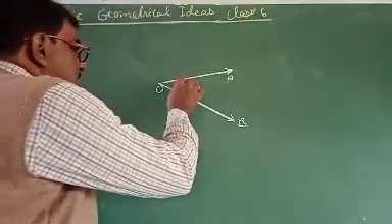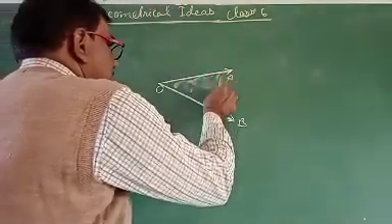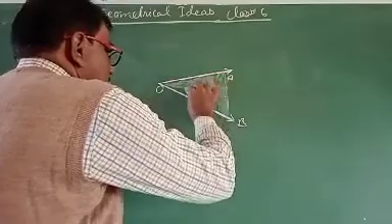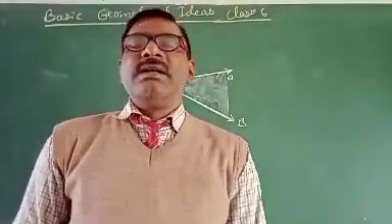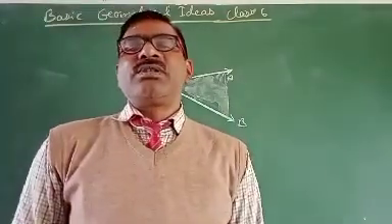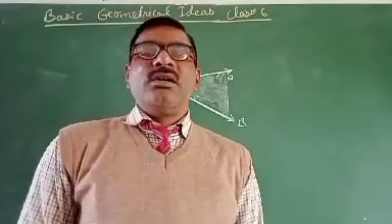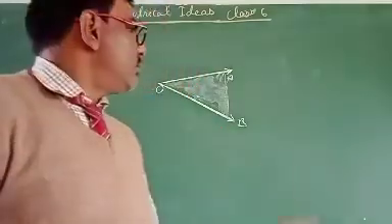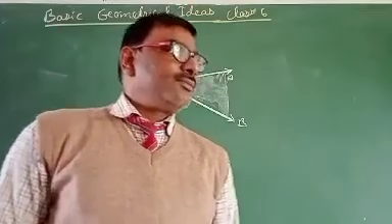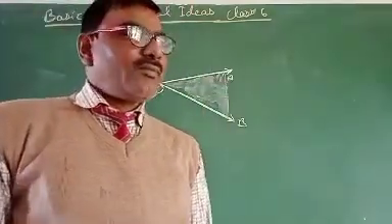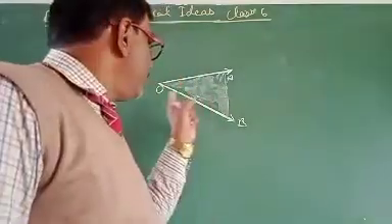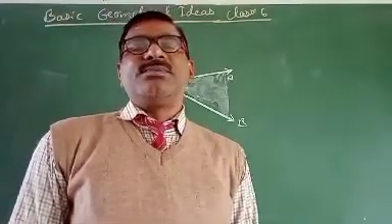Now this is the shaded portion. This shaded portion is the interior of the angle, and outside of this shaded portion is called the exterior of the angle. The points A, O, and B lie on the angle. Here rays OA and OB are the arms of the angle, and O is called the vertex of the angle.